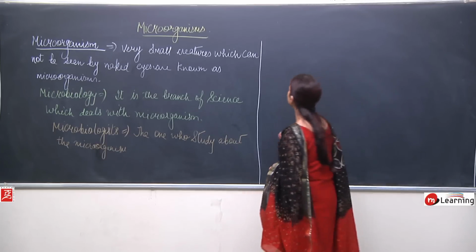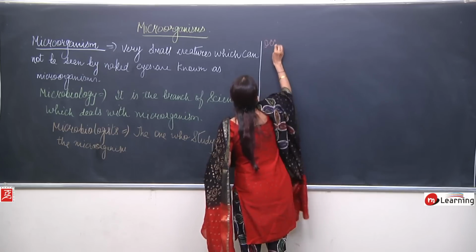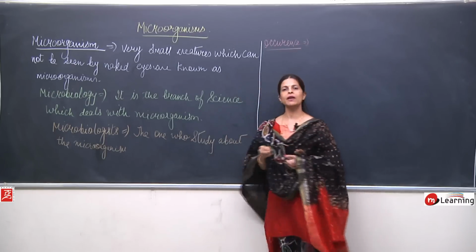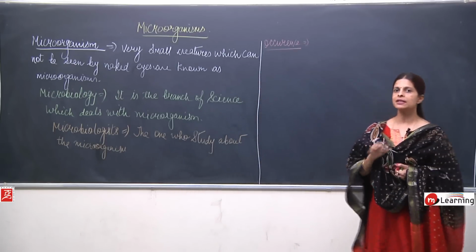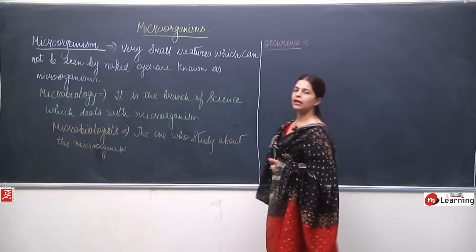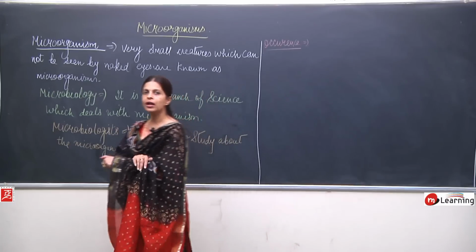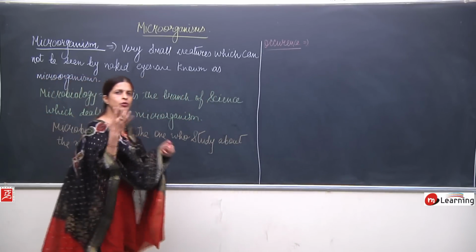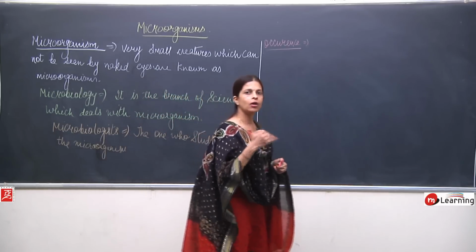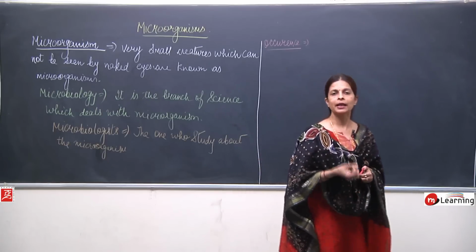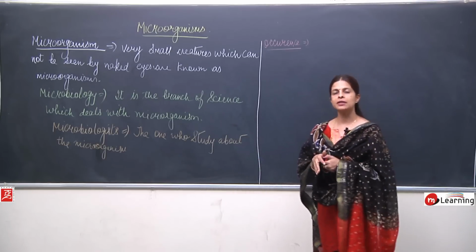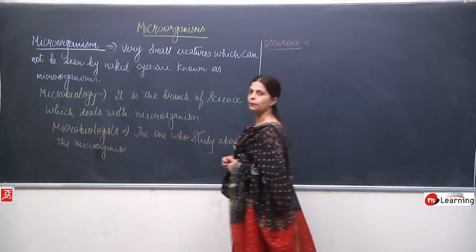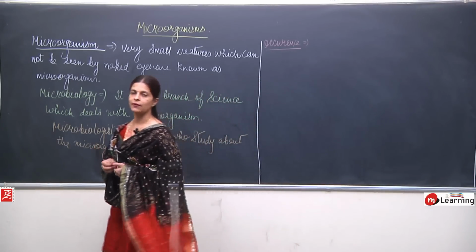If we talk about the occurrence of microorganisms, we have discussed that they are present everywhere: in food, in the air which we breathe in, on our body. The total surface of our body is covered by microorganisms. So many microorganisms are present on our body, but we cannot see them. And thank God that not all of these microorganisms are harmful. Rather, a few of them are very, very useful. That is the reason we are able to survive.